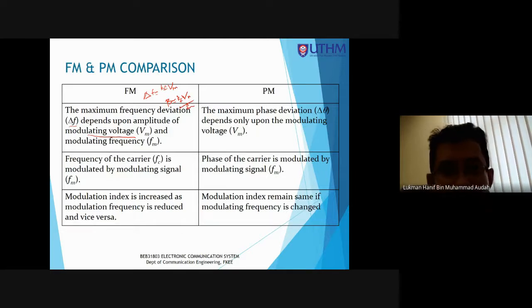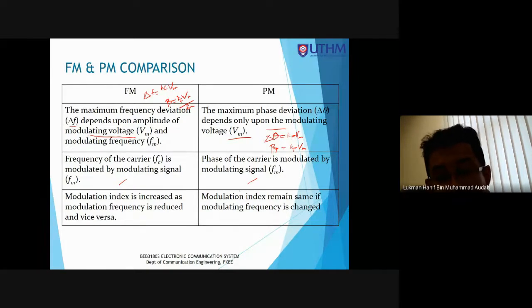Okay. The maximum phase deviation for PM depends upon only the modulating voltage. That means delta theta is equal to KP VM. Similar with beta P, which is equal to KP VM. Okay. Frequency of the carrier is modulated by the modulating frequency. Okay, phase of the carrier is modulated. So apa yang berlaku adalah frequency carrier akan berubah dalam FM, manakala dalam PM fasa carrier akan berubah secara langsung.